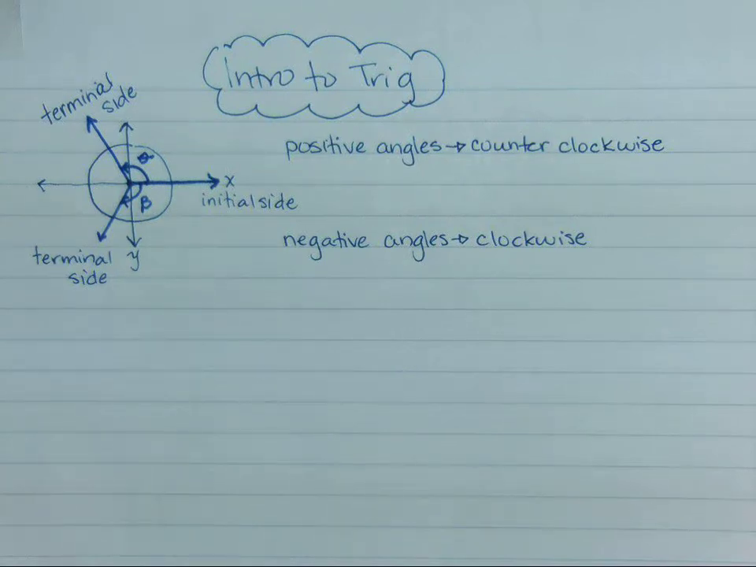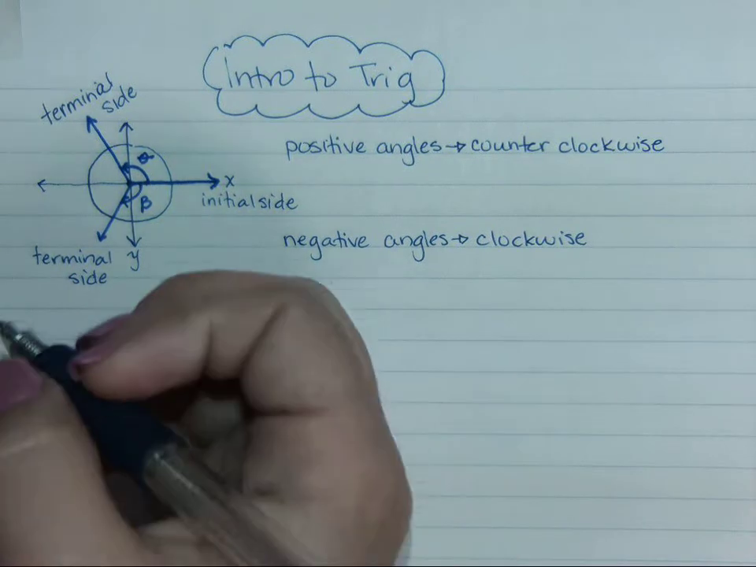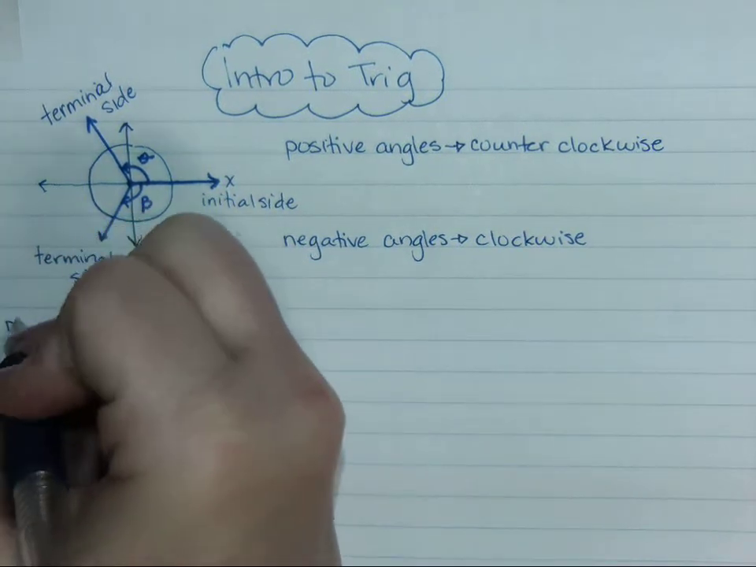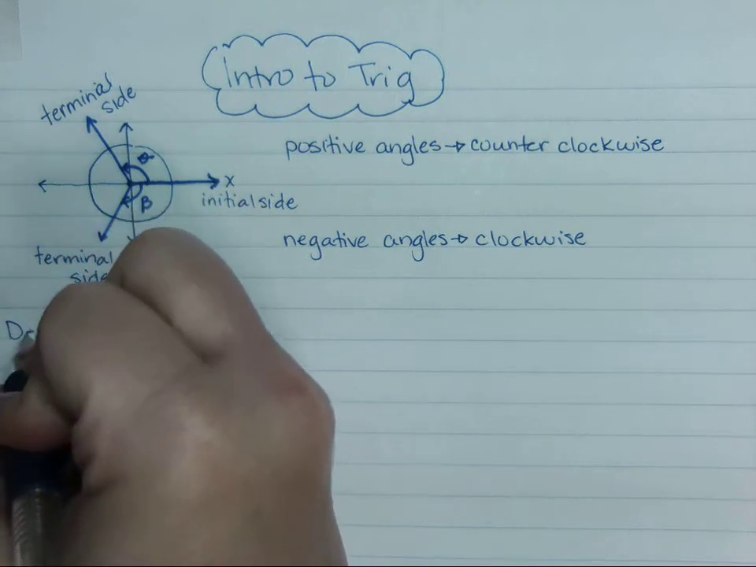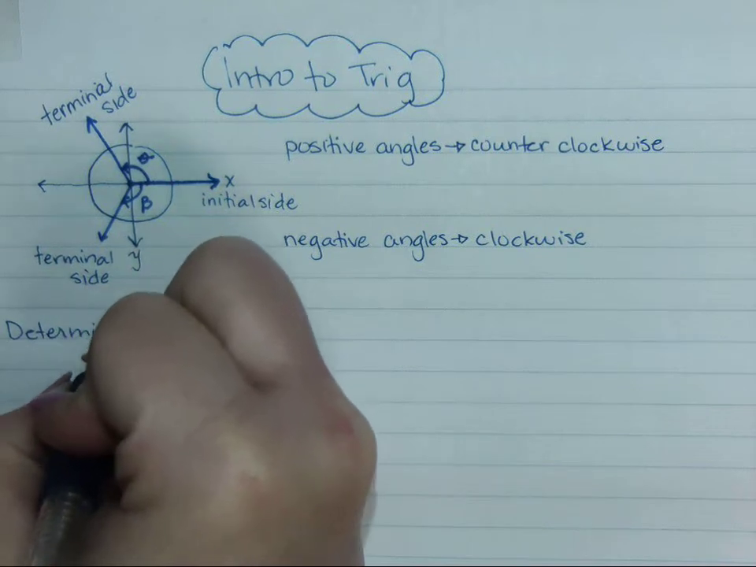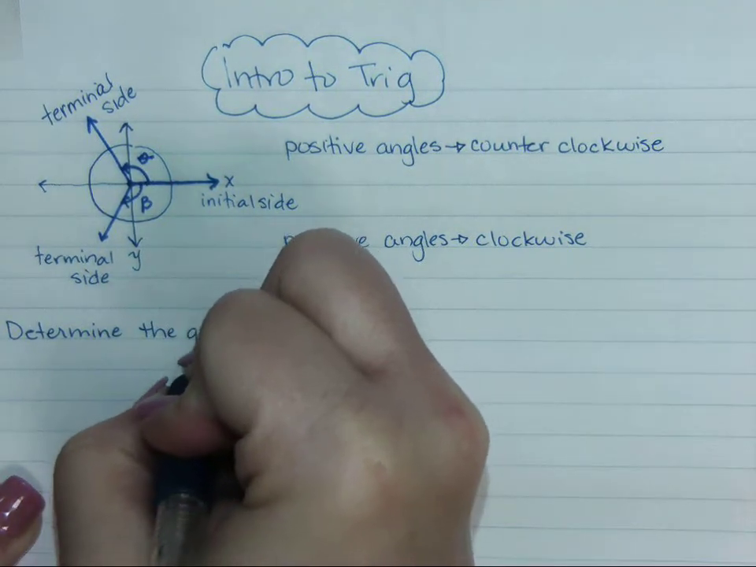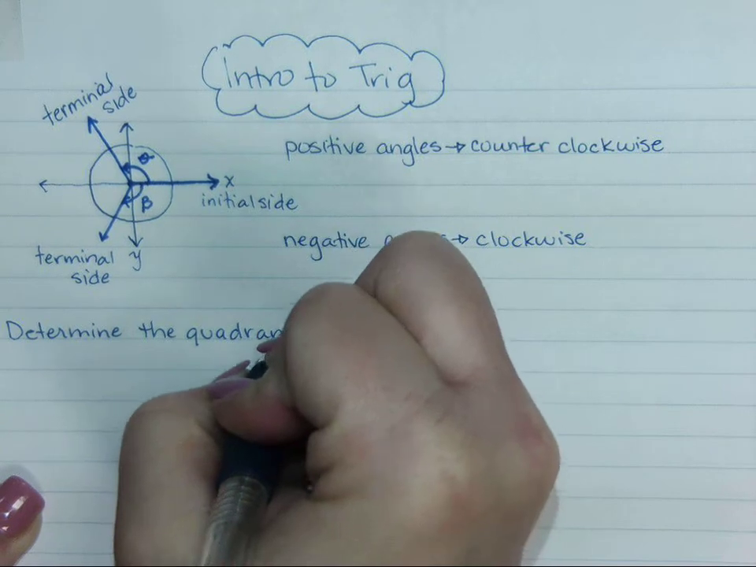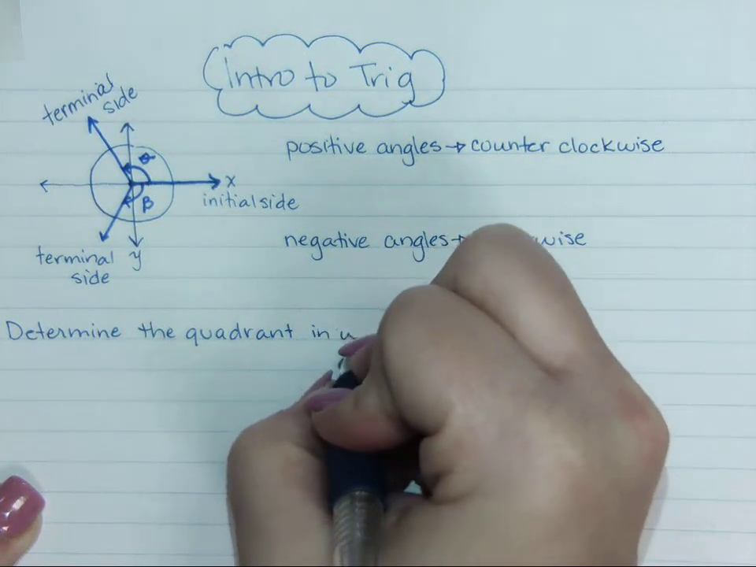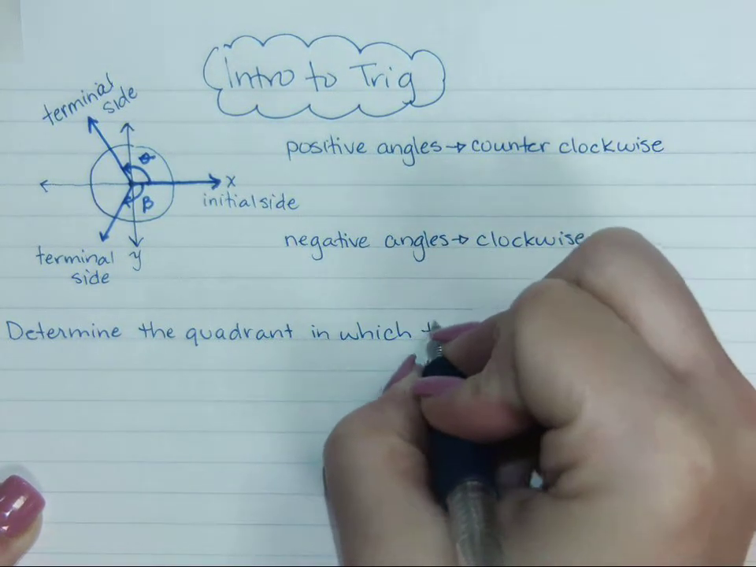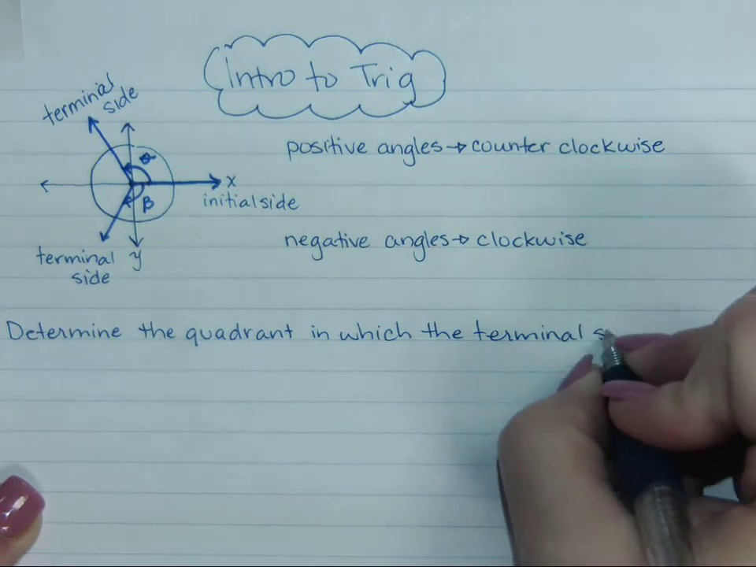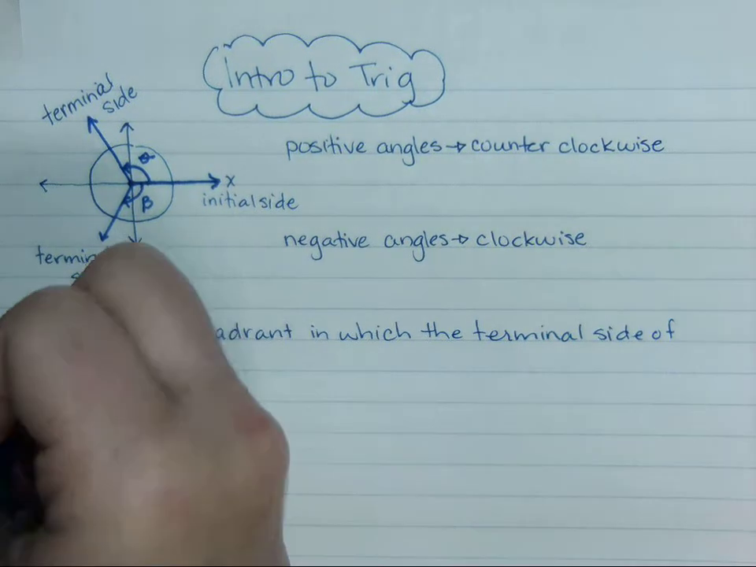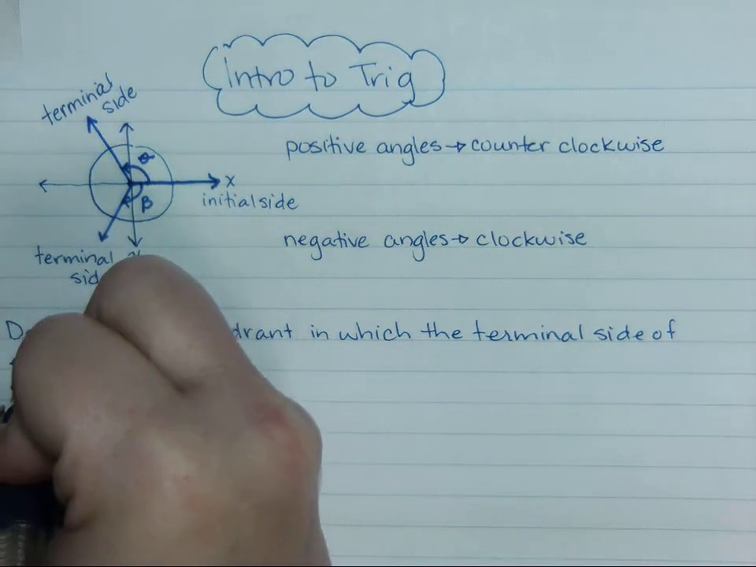So now that we've looked at how to chop up a circle into its different degree measurements, we're going to be given questions such as this. I want to determine the quadrant in which the terminal side of each of the angles resides.